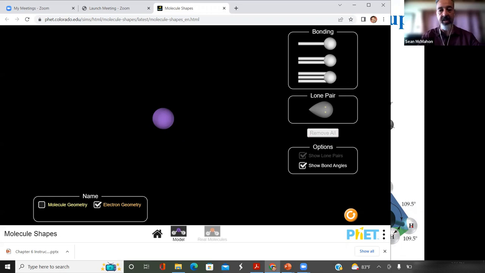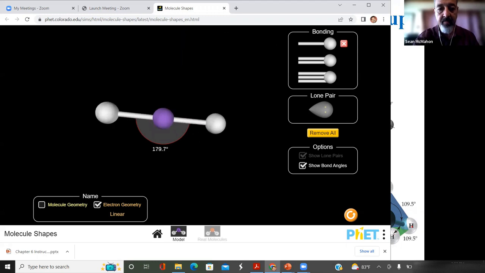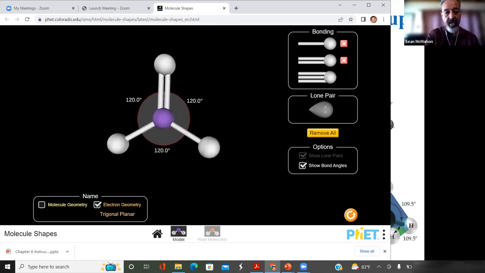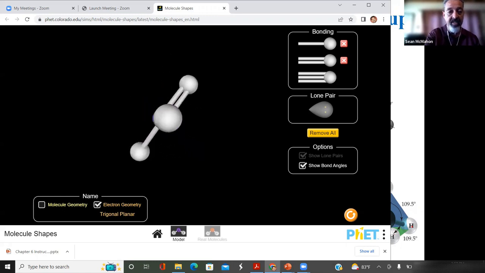So we use the example of, well, this isn't formaldehyde, but there was a double bond and 2 single, like in formaldehyde. So we had 2 single to the hydrogen, but we also had 1 double to the oxygen. And what I see now is there's my 120 degrees, right? I can move this around. And now it's saying trigonal planar for my electron geometry, okay? And the other thing is when I rotate this, I can see that it's a flat molecule.